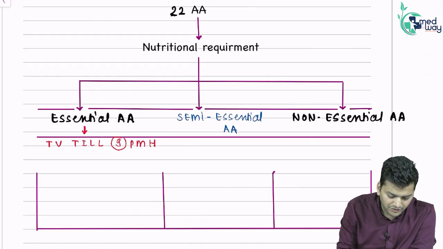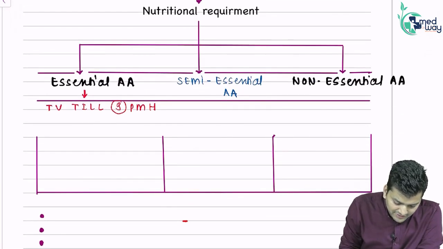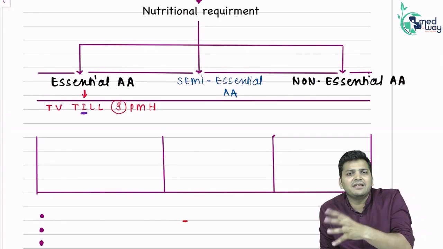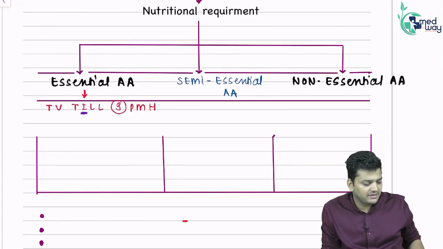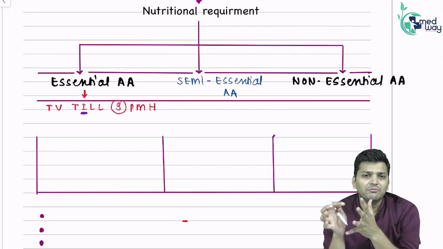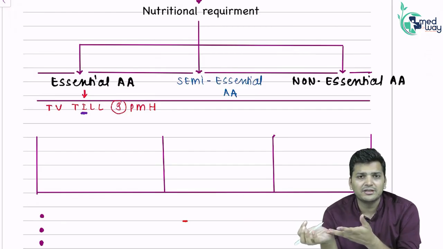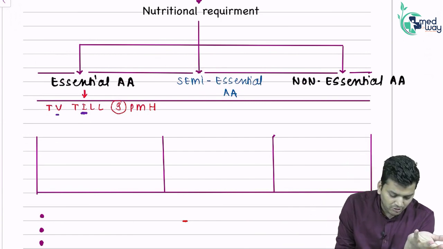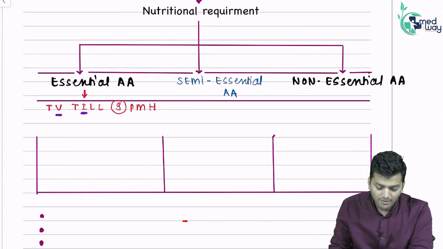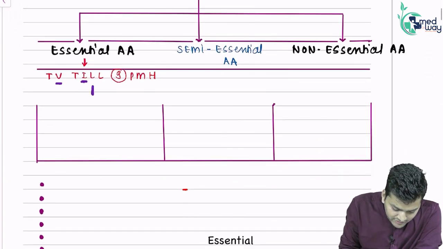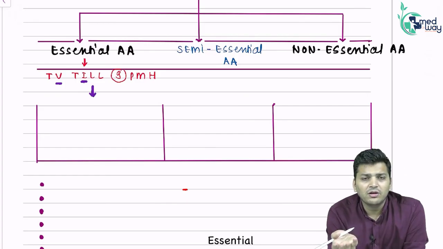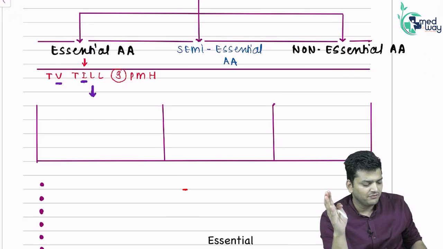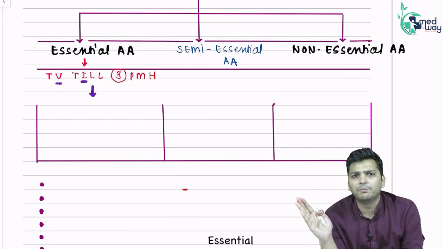What is the meaning of this mnemonic? If someone asks whether isoleucine is essential or not, I is there, so it is essential. Leucine, L is there, so it is essential. Valine, V is there, so it is essential. If they ask which of the following is essential or not, you will just use this mnemonic, and that will solve the purpose for us.